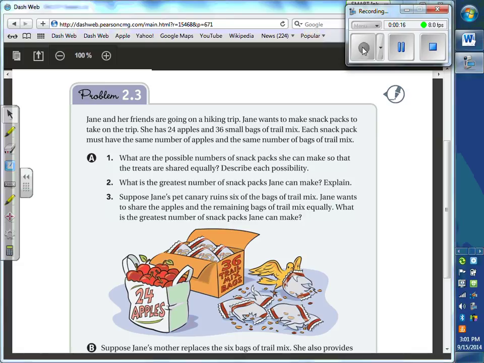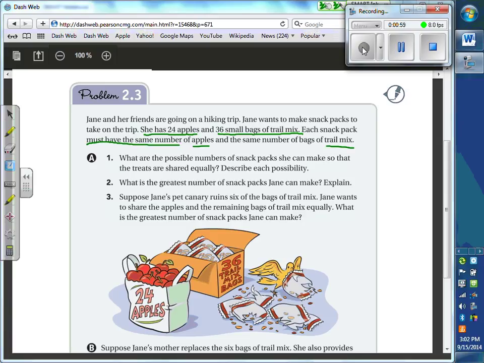Okay, stop for a minute. I'm hearing some good questions. One of the questions I'm hearing is, how many people are there? So if we read the problem about Jane and her friends going on a hiking trip, Jane wants to make snack packs to take on the trip. She has 24 apples and 36 small bags of trail mix. Each snack pack, they're kind of like party bags or lunch bags, and she's bagging up lunches for everybody. Each snack pack must have the same number of apples and the same number of bags of trail mix.